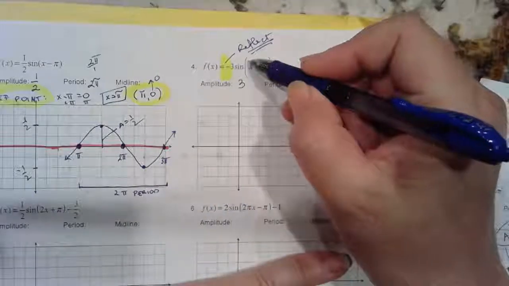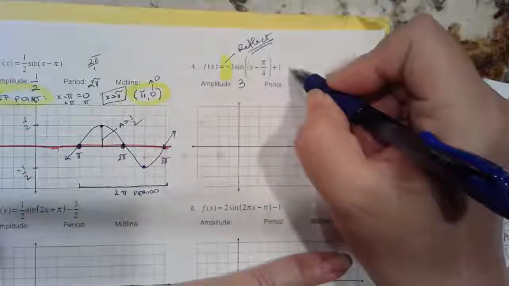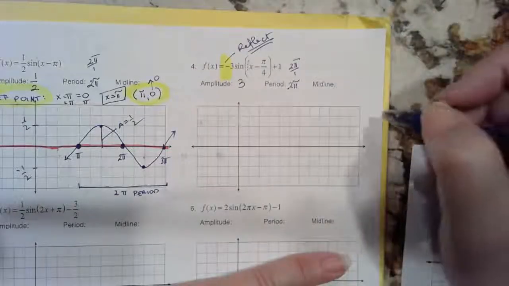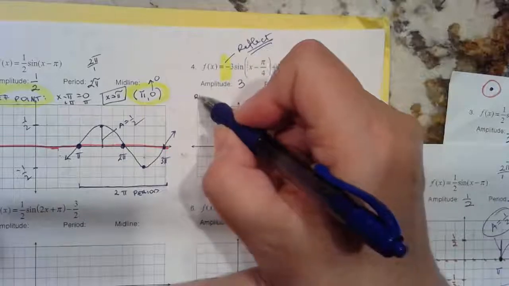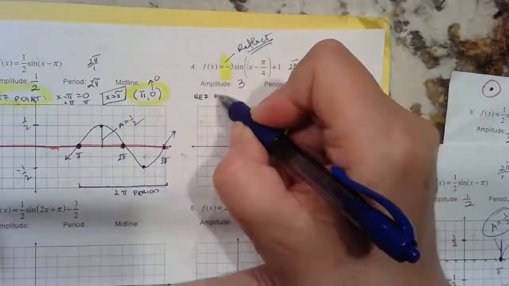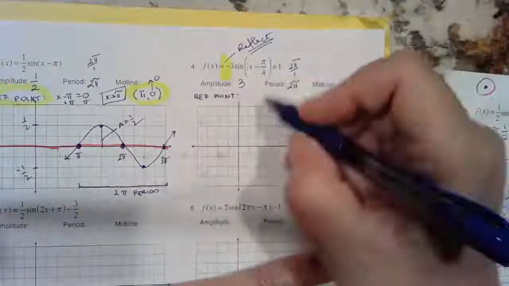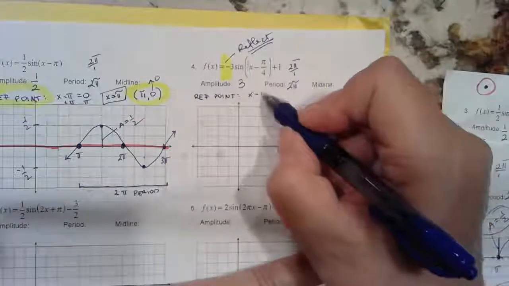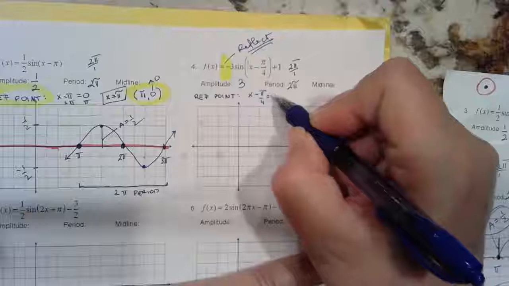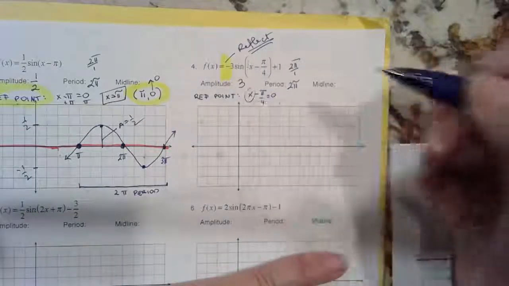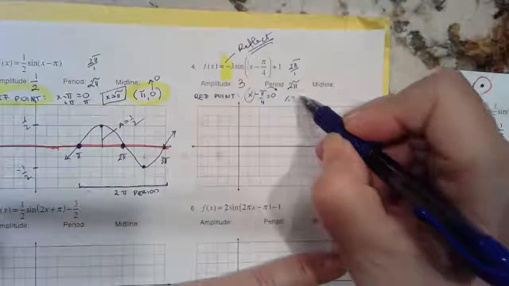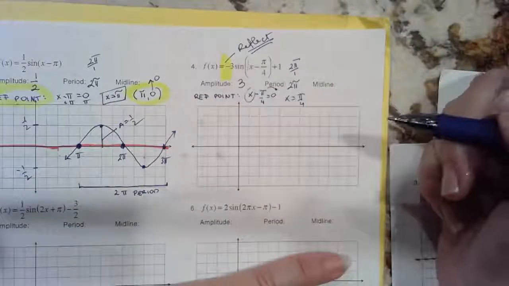Now what's invisible in front of x again? 1. So it's going to be 2 pi over 1. So it's going to be just 2 pi again. And my reference point, it's going to be x minus pi over 4 equals 0. So if I want to solve for x, you're going to add pi over 4 to both sides. So x is equal to pi over 4.